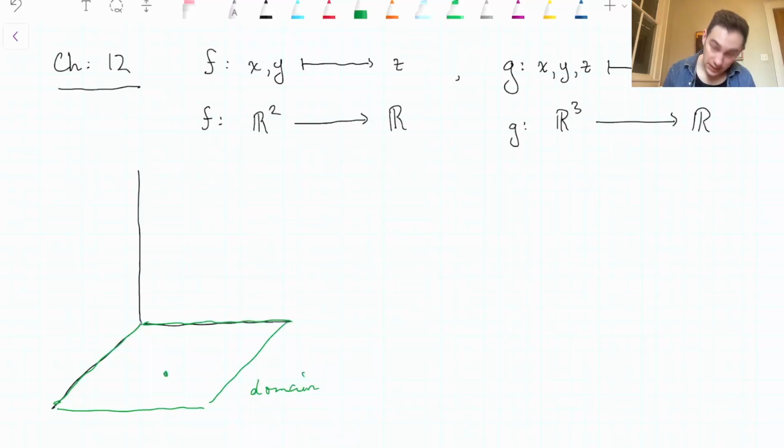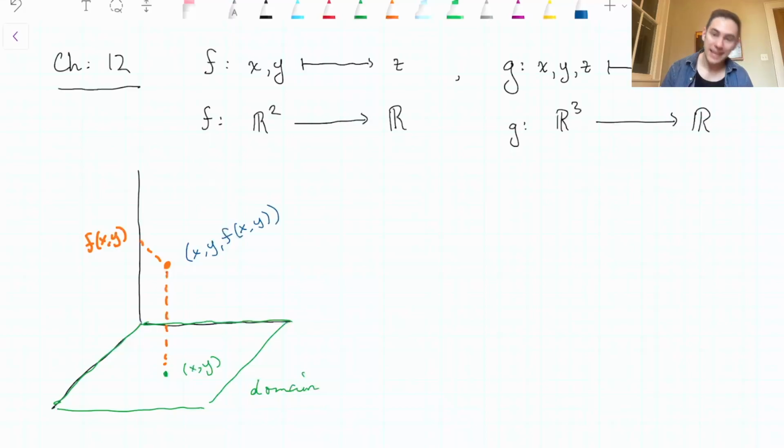And I'm going to find some input point, x, y. And this point is going to be mapped up to a z-coordinate, f of x, y. And now I'm going to have some coordinate triple floating here in space, x, comma, y, comma, f of x, y. And if I imagine gathering all such points over all possible input points from the xy plane, I'm going to create a surface.